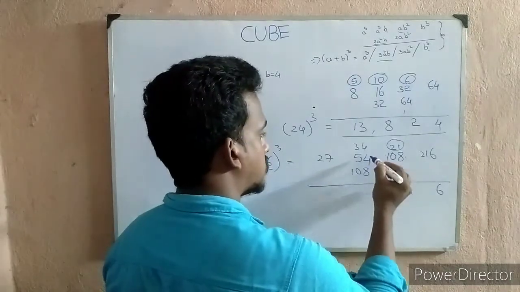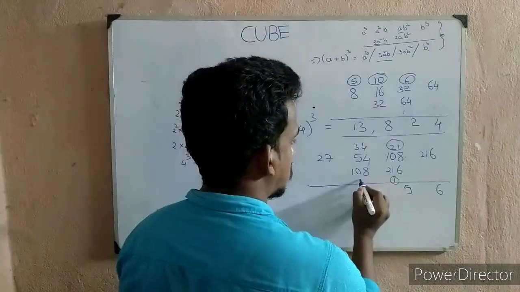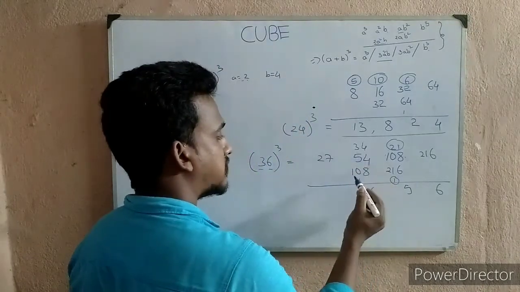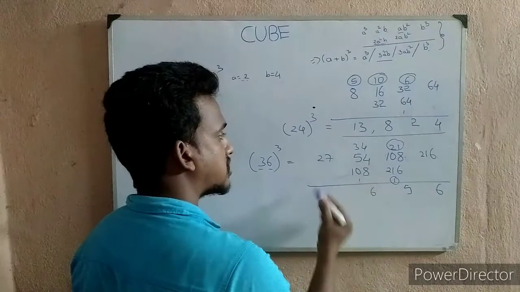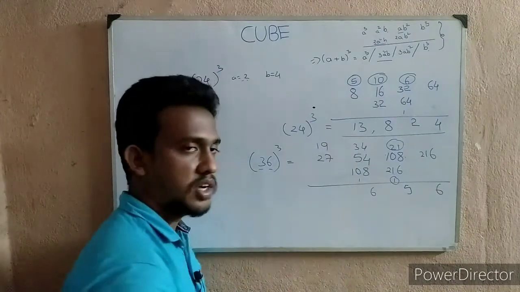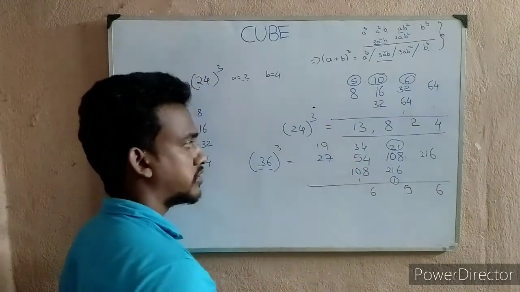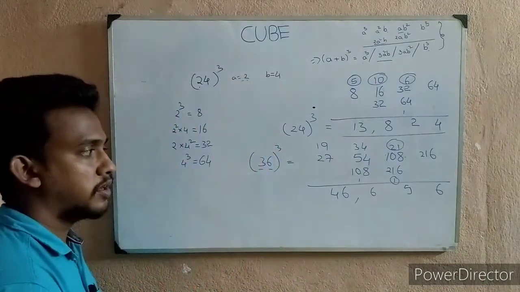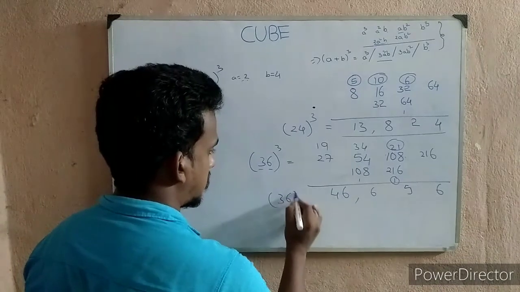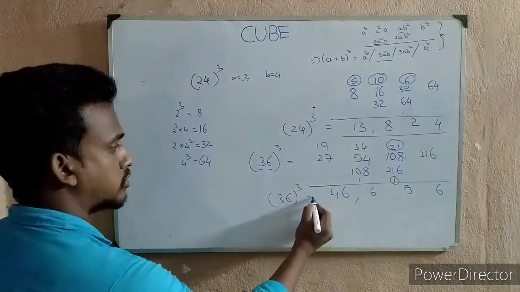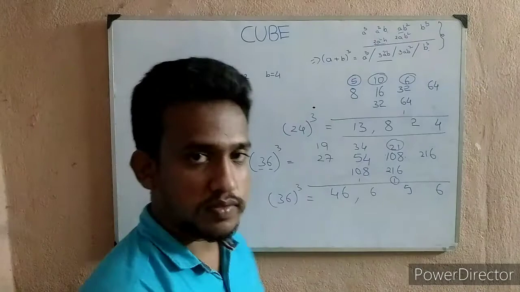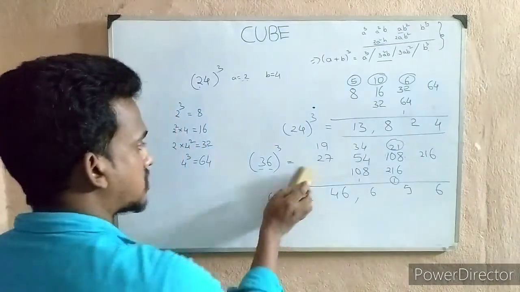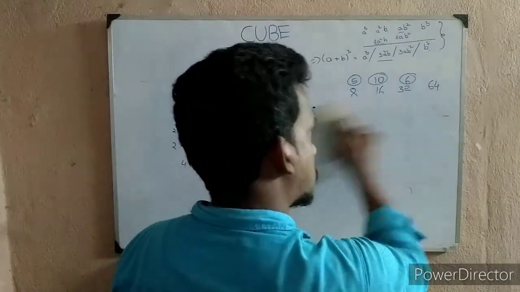Next, 8 plus 4, 12. 12 plus 4, 16. Next, 10 plus 5, 15. 16 plus 3 will become 19. 19 plus 27, which results in 46. This is the cube of 36. 36 cube is 46,656.